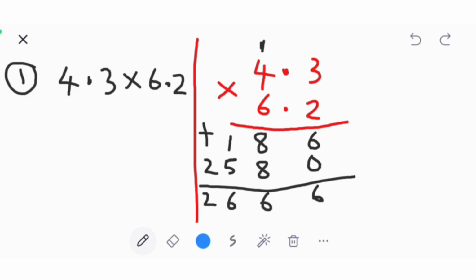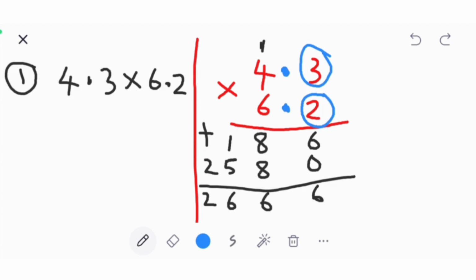Now, look at the question again. After this blue dot, how many digits do we have? We only have one digit, which is 3. Then, after the second blue dot, we also have one digit. So, how many digits did I circle all together?